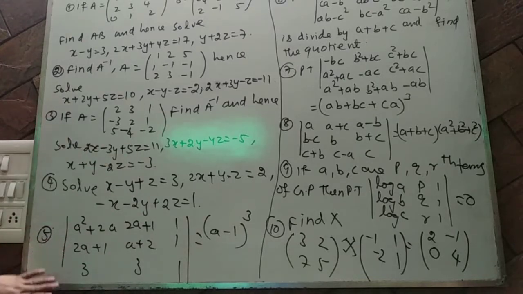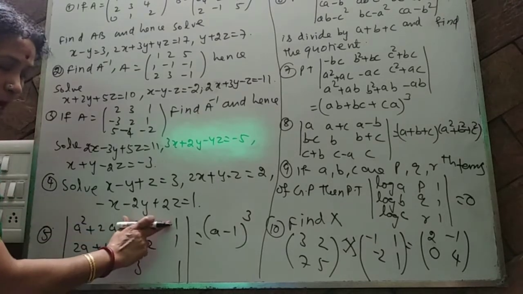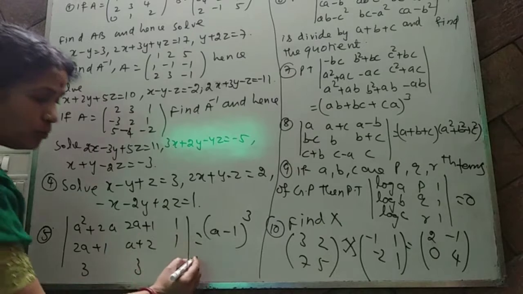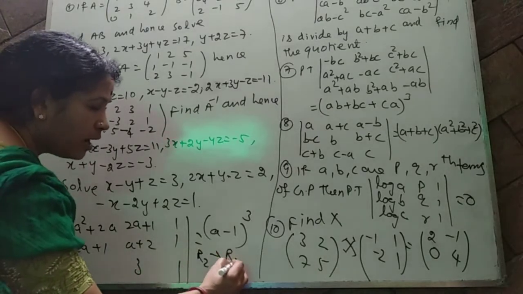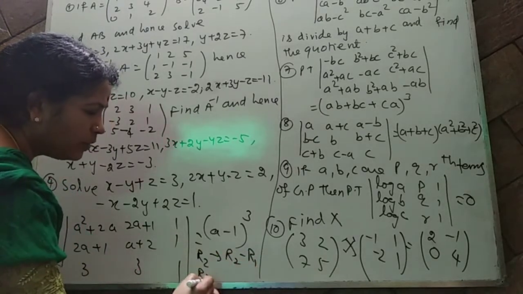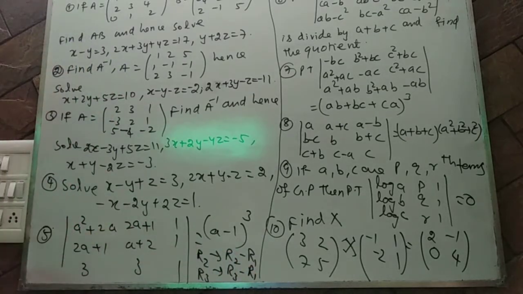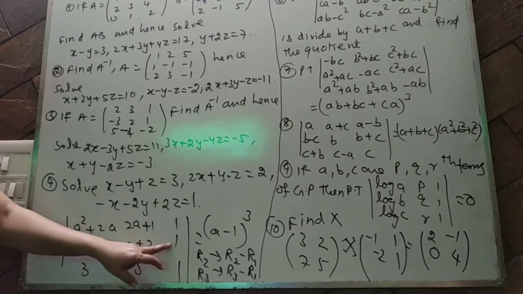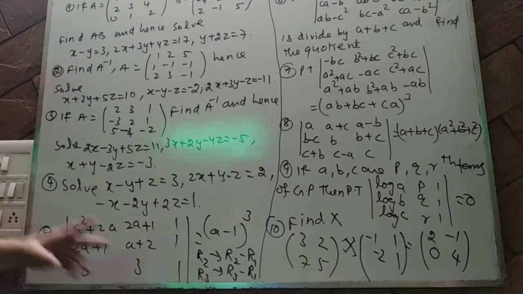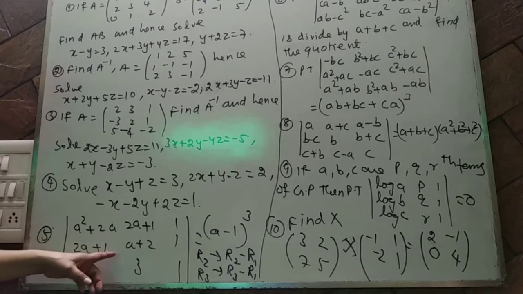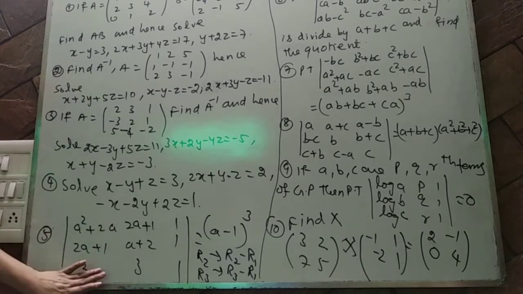Question number 5, properties. You have to make it a 0. Here you have to do one thing: R2 minus R1, R2 can be written as R2 minus R1, and R3 can be written as R3 minus R1. You have to do this operation. Then if you feel any common element, you have to take it out. Otherwise, open the determinant, you will get the answer. Are you clear? You should first bring 0s. Then you check the determinant if there is any common element to take out. Otherwise, open the determinant, you will get the answer. Clear to you, this question?